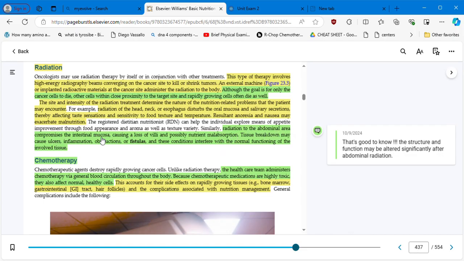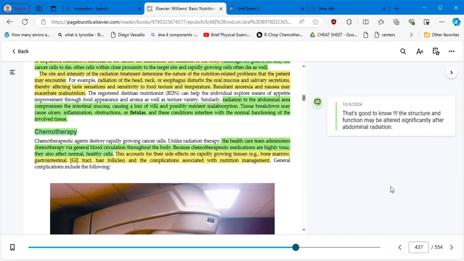Radiation to the abdominal area compromises the intestinal mucosa, causing a loss of villi and possibly nutrient malabsorption. That's something that we explained a few minutes ago. Tissue breakdown may cause ulcers, inflammation, obstruction, or fistulas. What is a fistula? It's like a breach between organs that is not supposed to be there. We don't need a breach between liver and transverse colon, for example, right? And these conditions interfere with the normal functioning of the involved tissue. Yes, so that's good to know.